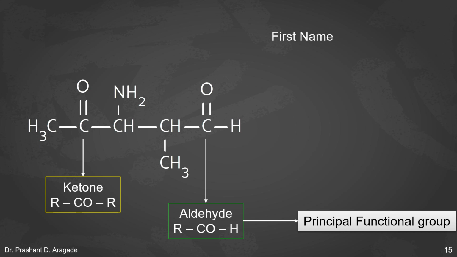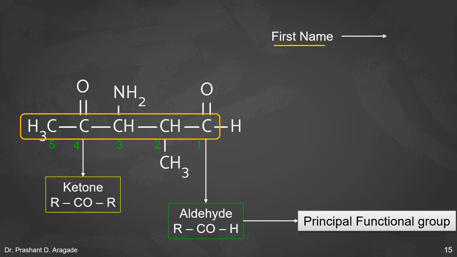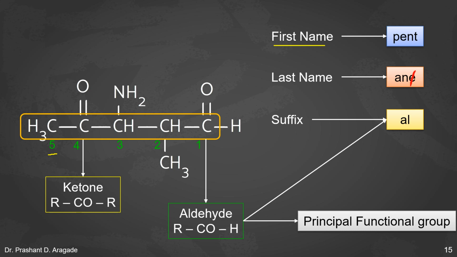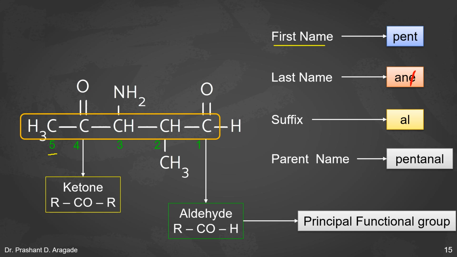So you have to write the first name first. Before that you have to select the longest continuous carbon chain and start the numbering from the carbon atom of the principal functional group. So like this. It contains 5 carbon atoms. So first name is pent. As this chain does not contain a carbon-carbon multiple bond, hence the last name is ANE, and the suffix used for aldehyde functional group is AL. So you have to replace the E of the last name with AL. Hence the parent name of this chain is pentanal.